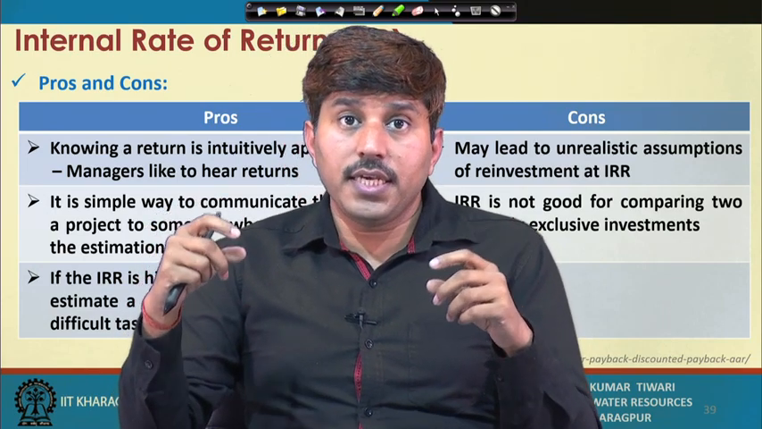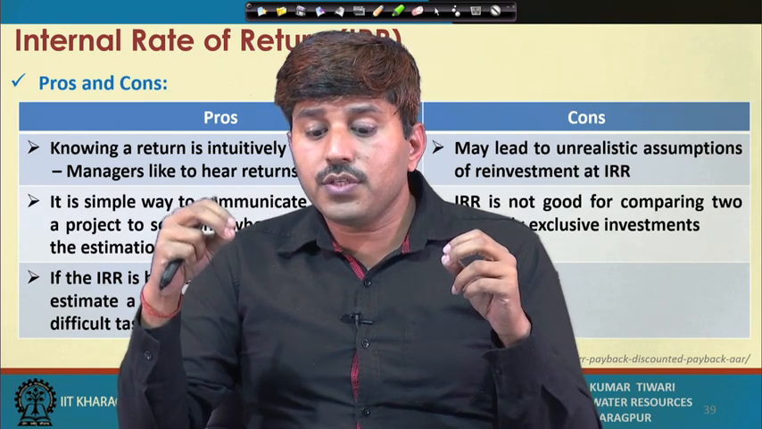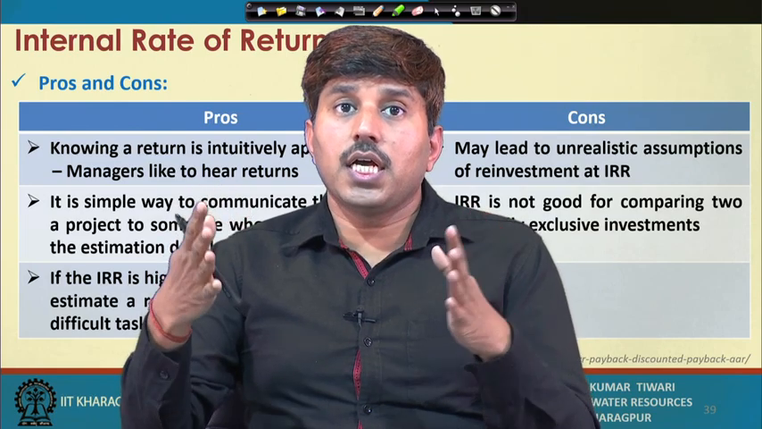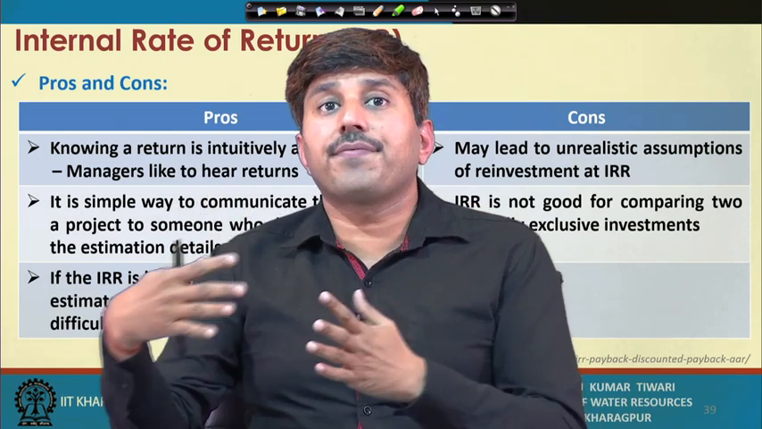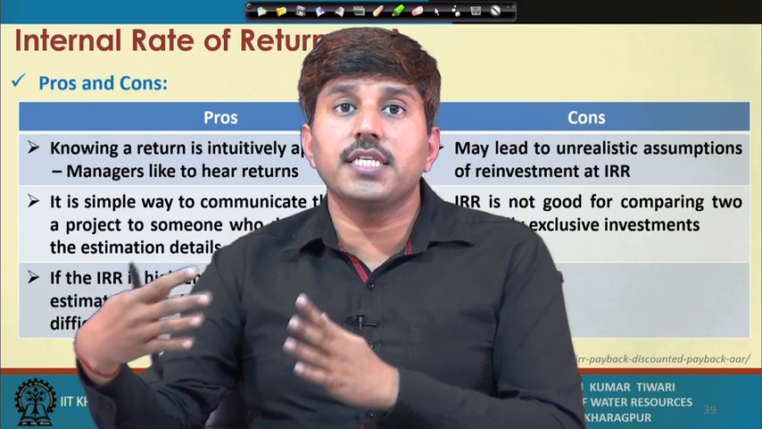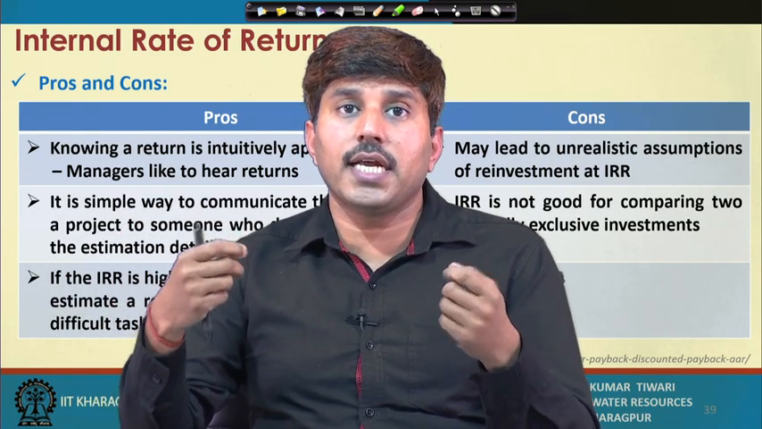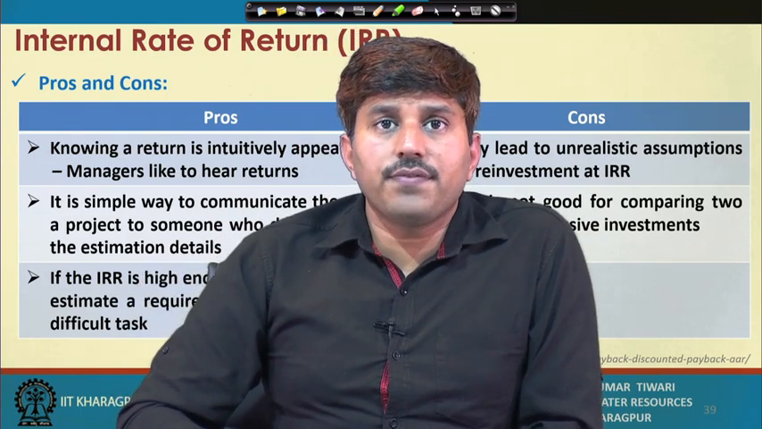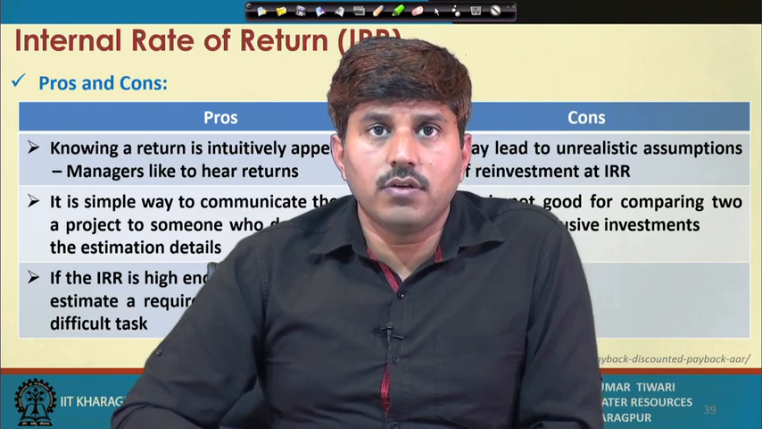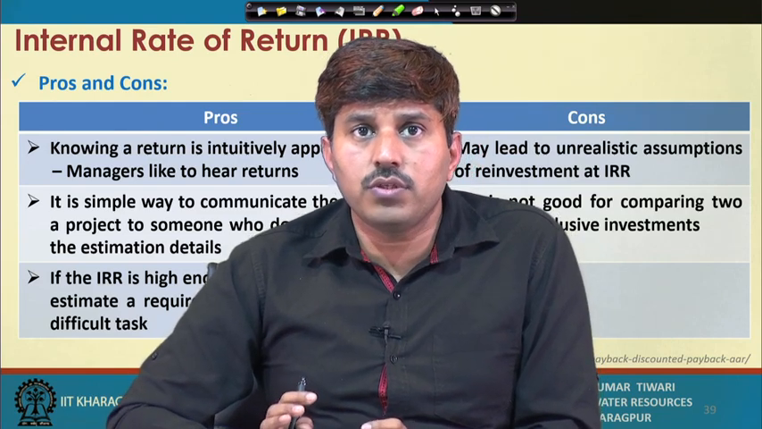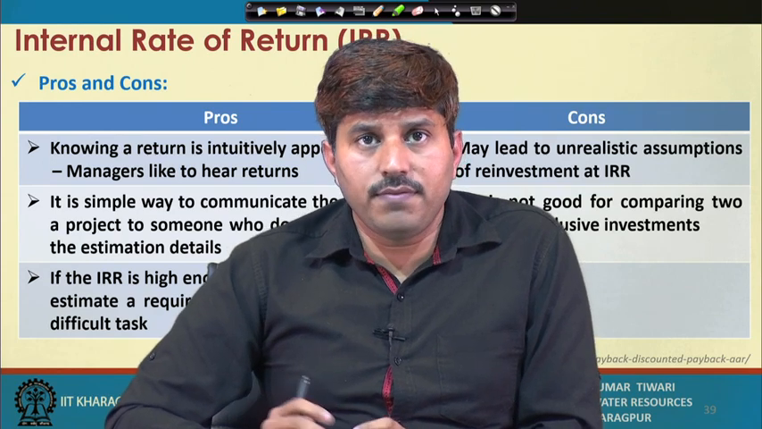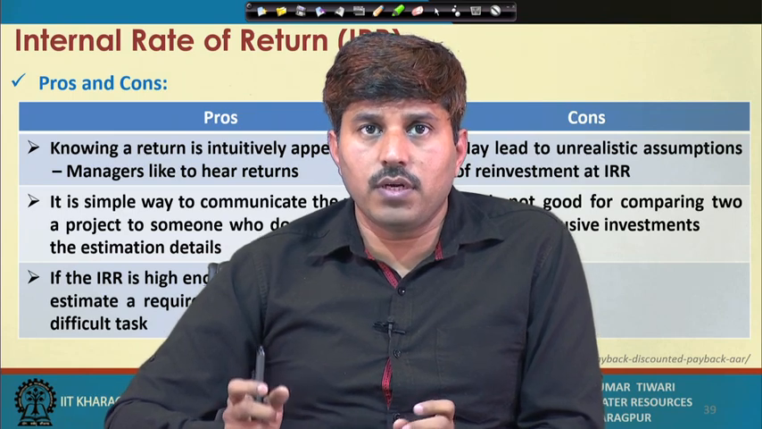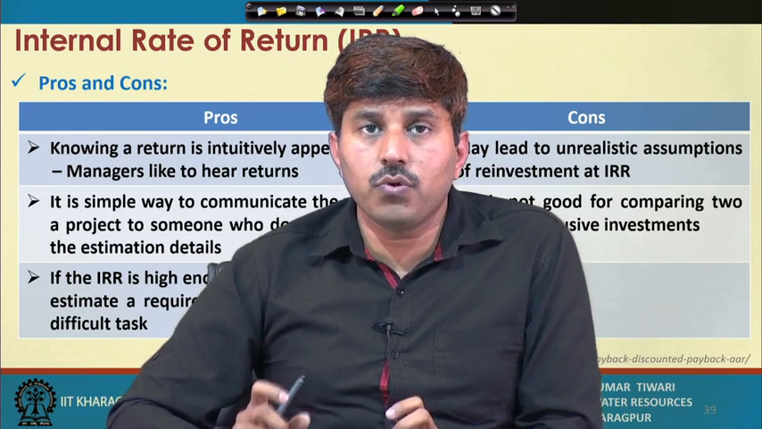And again, it is not good for comparing two mutually exclusive investments at times, because the other aspects of the project assessment get ignored if we just look at IRR for mutually exclusive projects. So, those are a couple of the limitations of the method, and overall this is also a very widely used approach, along with NPV. These two, NPV and IRR, are probably the most popular approaches of capital budgeting.